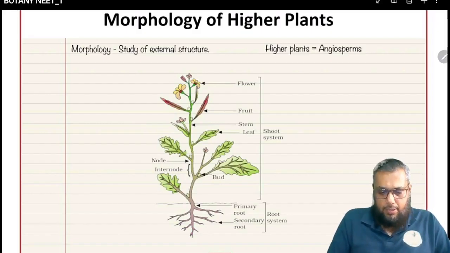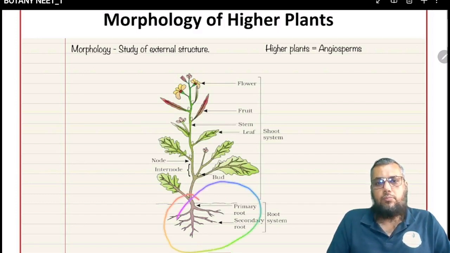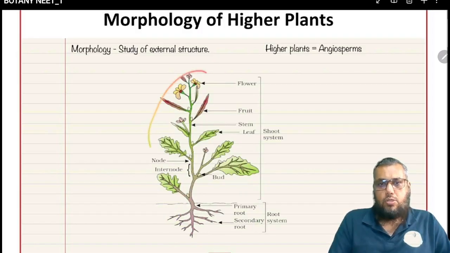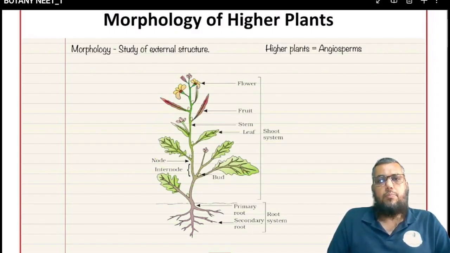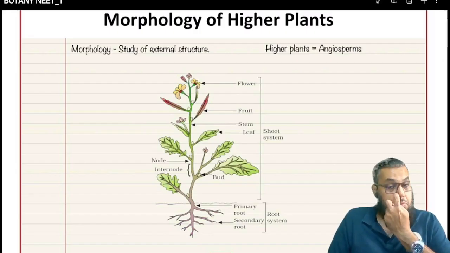Like below the soil part is called the root system. That is what I circle right now. And above the soil part is called the shoot system. Here I will add the word usually. So usually beneath the soil is the root system, and usually above the soil is the shoot system.